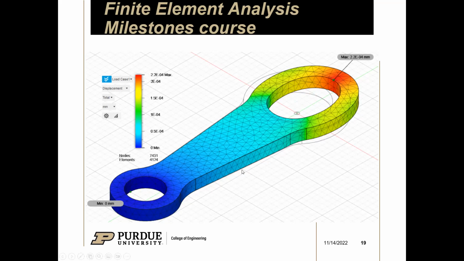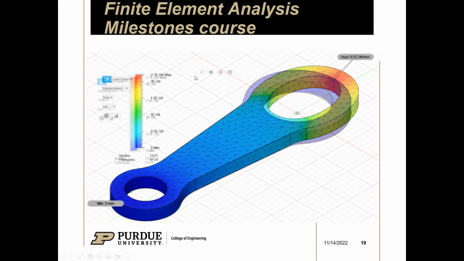And just a quick side note. On the left there, we have displacement. We'll be looking at three major things during this course: the displacement, safety factors, as well as the von Mises stress. But we will get into that starting next week, so you don't have to worry about any of that right now.